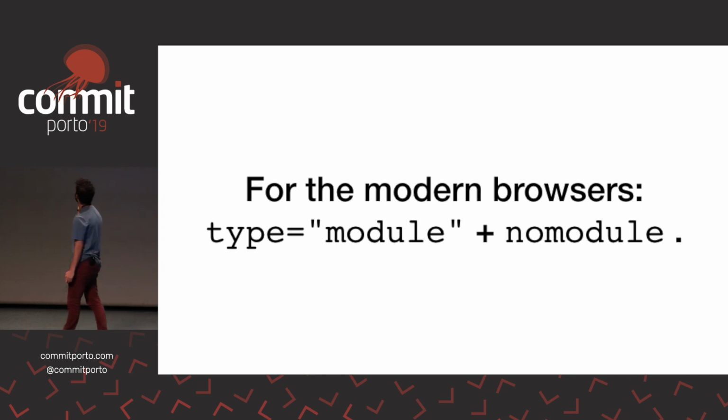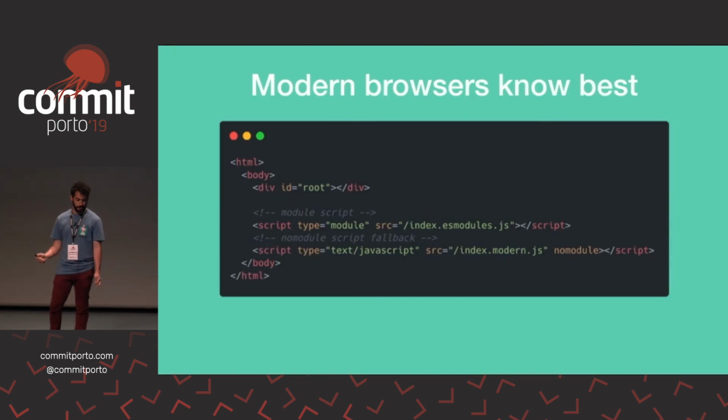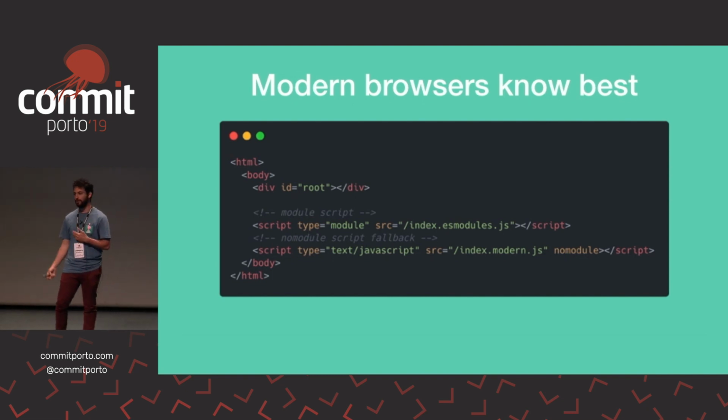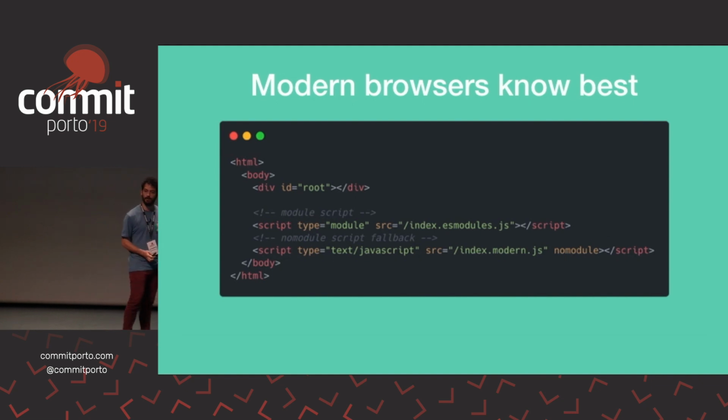Now, talking about the modern browsers and the type module and nomodule thing. Modern browsers know best. And this is really cool because you don't have to handle it. They know if they support or don't support module type scripts. So you have these attributes that you can specify that say nomodule. This is a fallback. When you specify nomodule, the browser, if it supports modules, will know to not parse and not execute the script, and ideally not download it.